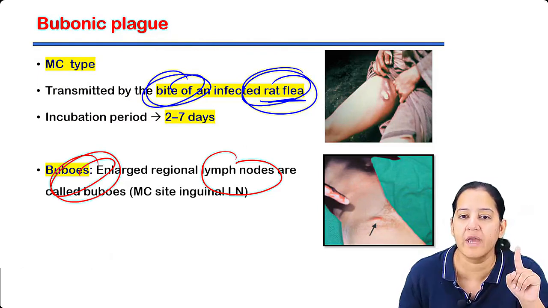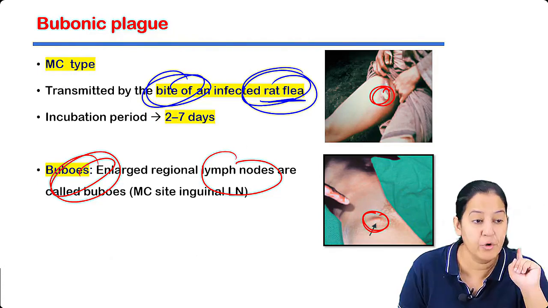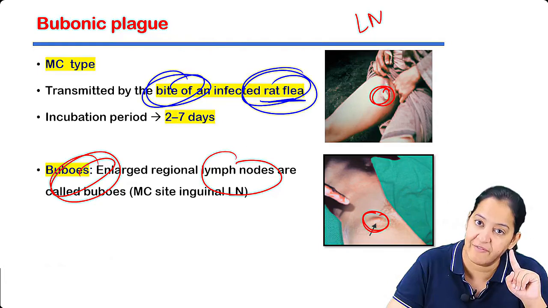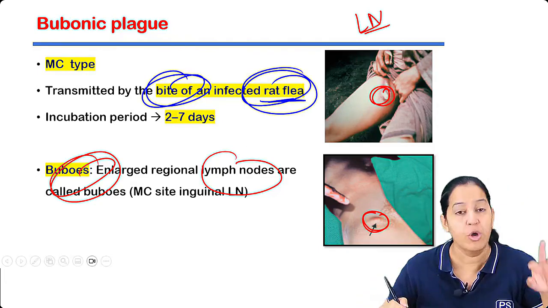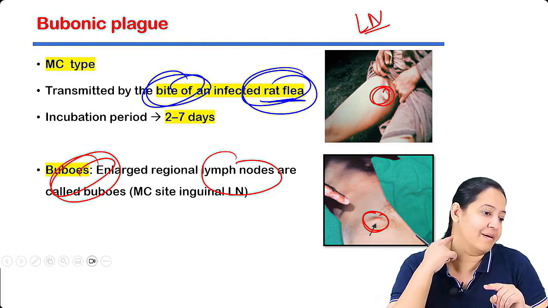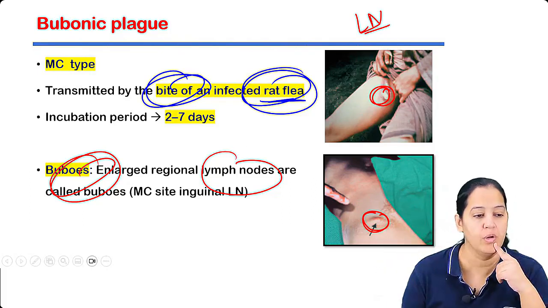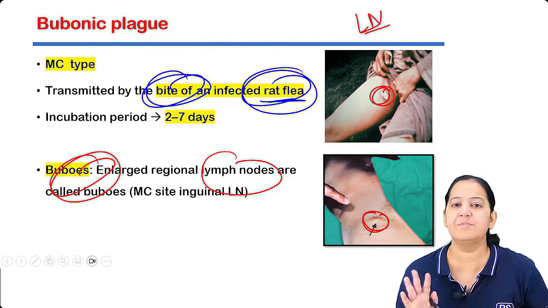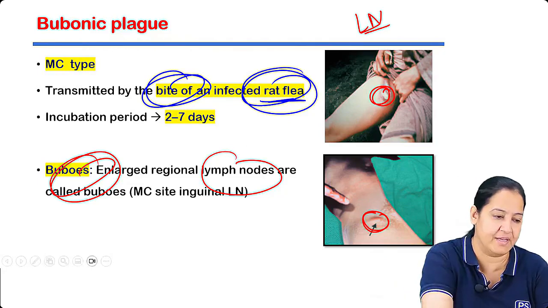Can you see the bubo here in the diagram? This is a bubo. What is a bubo? A bubo is a lymph node which gets enlarged. Not the lymph nodes of the complete body, only at that point. Just suppose it is biting here, so that particular lymph node gets enlarged and it is known as bubo. Got it? So this is bubonic plague. Please learn: bubonic plague should remind you of bubo.